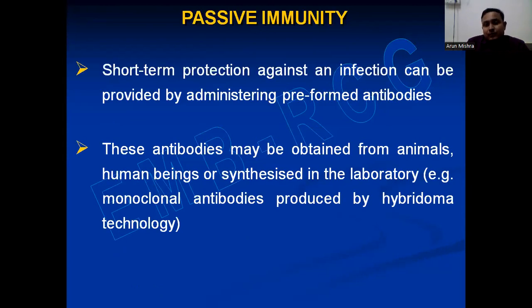There's one process known as passive immunity. A short-term protection against any infection can be provided by administering pre-formed antibodies. These antibodies may be obtained from animals, human beings, or synthesized in the laboratory, like the monoclonal antibodies produced by hybridoma technology.